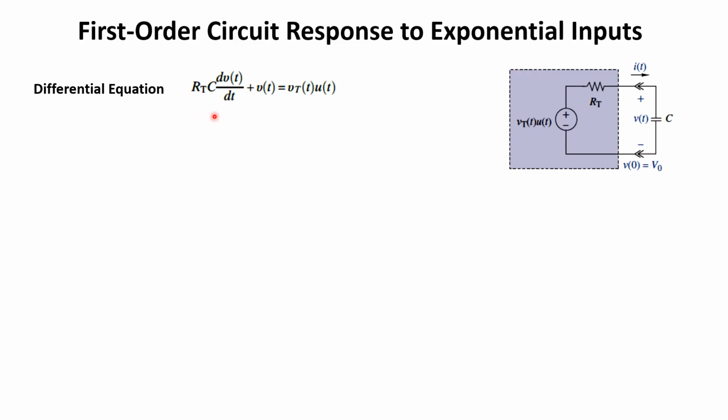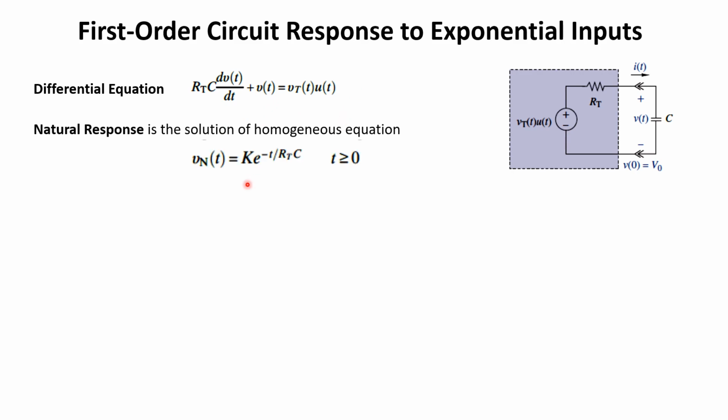The differential equation we have already discussed in part 1, and the right hand side is the voltage source multiplied by u(t). It means that this source voltage is equal to 0 prior to t equal to 0, and after that it is v(t). Now the natural response of this differential equation is the solution of the homogeneous equation, which is known as natural response, and we have discussed it in part 1.